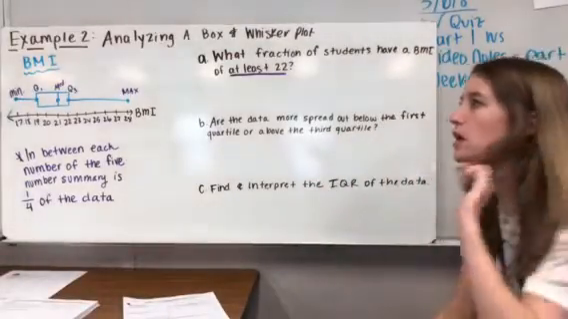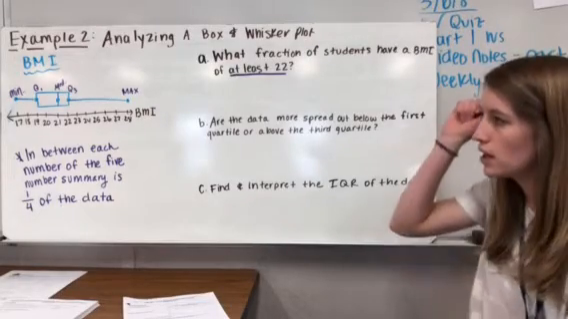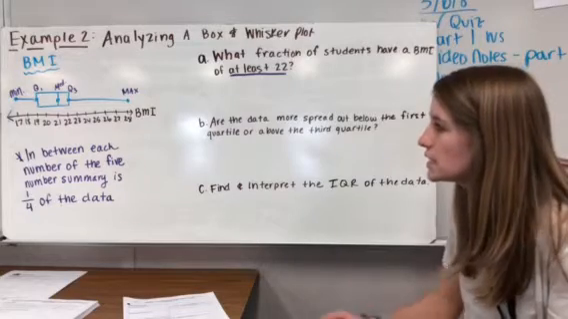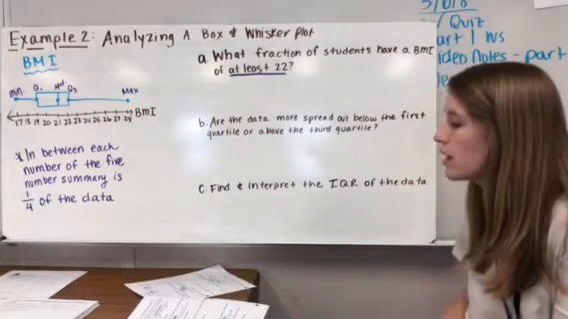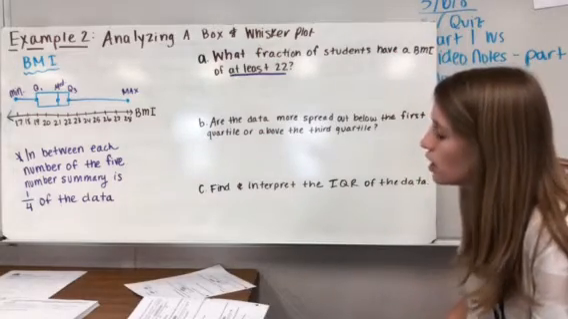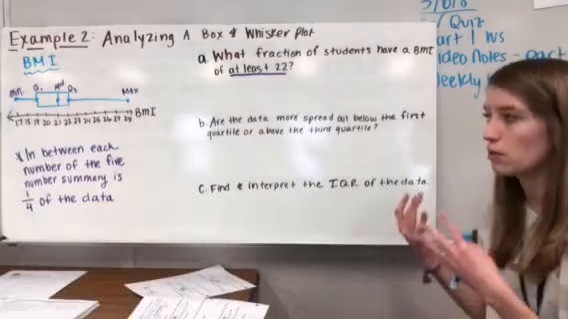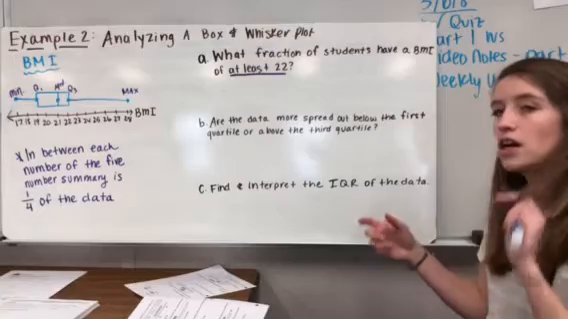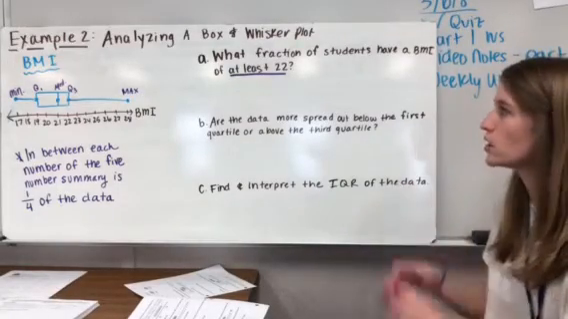Example 2 gives you a box and whisker plot of the BMI of a 6th grade class. The minimum is at 17, quartile 1 is at 19, quartile 3 is at 22, and your maximum is at 28. We also have a median value at 21. Again, remember, in between each number of our 5-number summary sits a quarter of our data. They're different spreads, but they still have a quarter of our data.